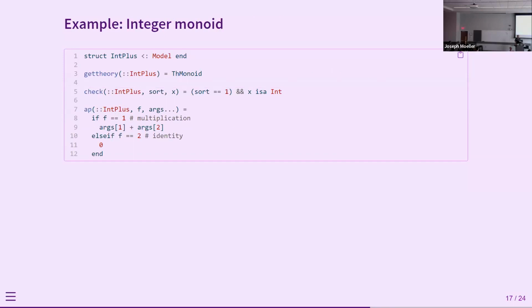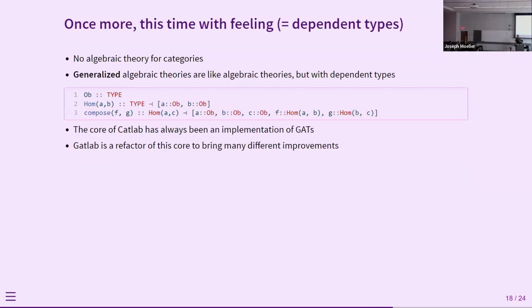And now we're going to talk about what Gatlab is actually about, which is generalized algebraic theories. So why do we care about generalized algebraic theories? Well, the reason is that there's no algebraic theories for categories. And categories is in the name of this conference. So we gotta have categories. Generalized algebraic theories are like algebraic theories, but with dependent types.